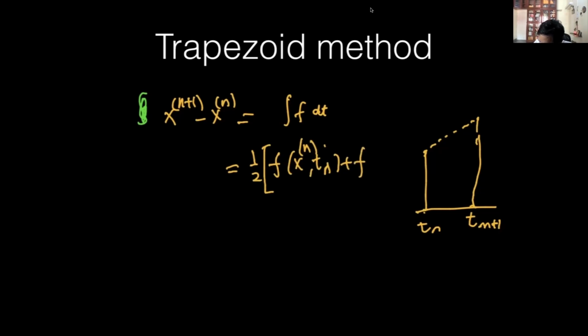So half of f at xn, tn plus f at xn plus 1, tn plus 1. Okay, so this is the scheme. So it's midway. I use the value of the function at present and the value of the function in the future, and put a factor of half. So this is the trapezoid rule. There are schemes based on this. So these are basically the five schemes which I told you. You can integrate using these methods, or there are advanced versions of them.